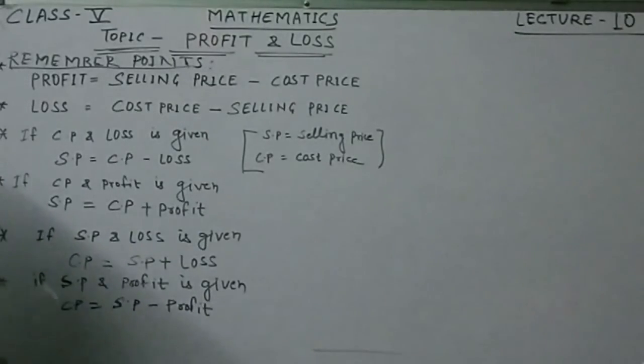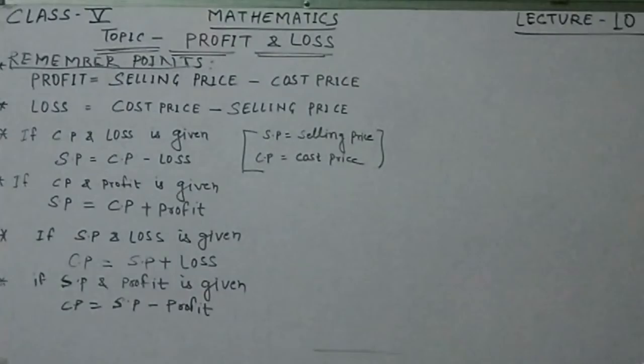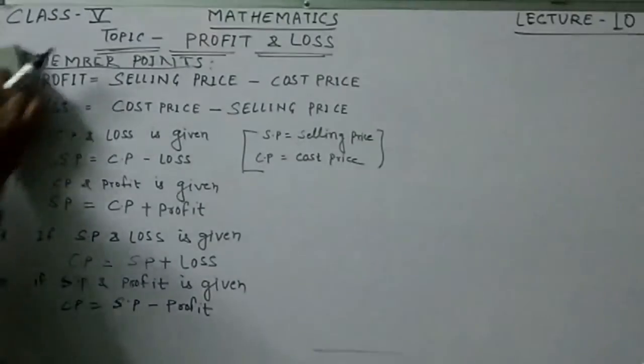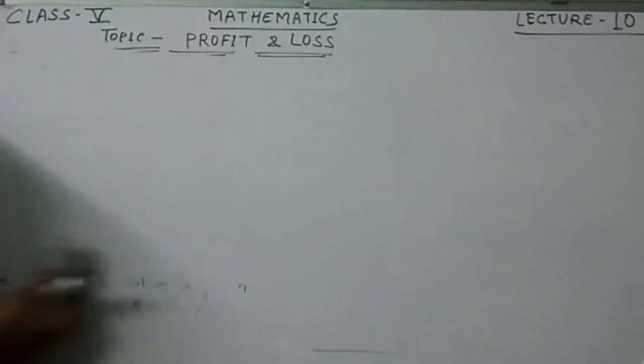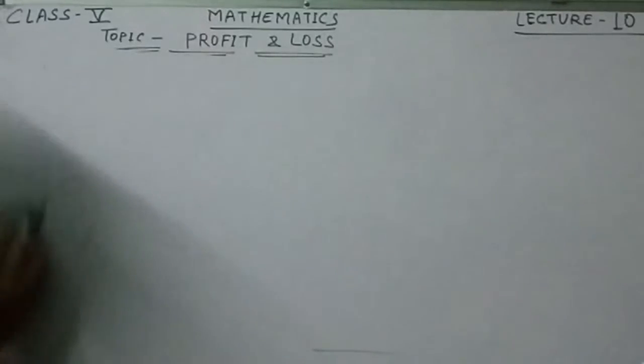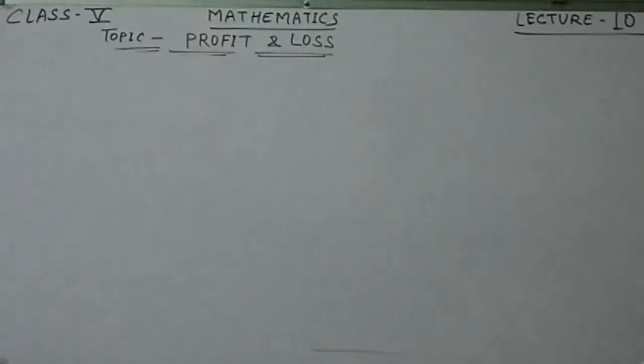See the first question from your book. What is given in your first question in your book? Cost price.